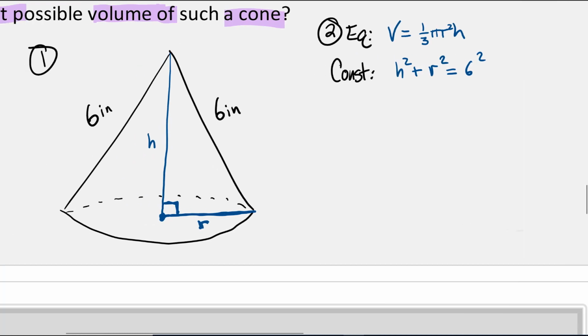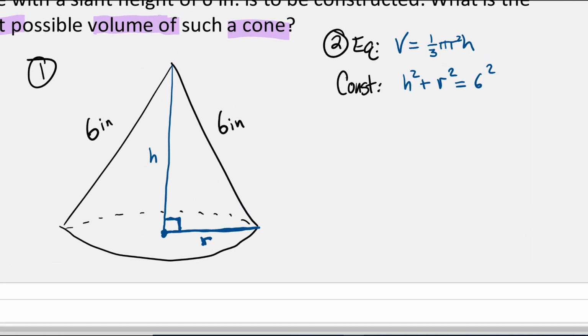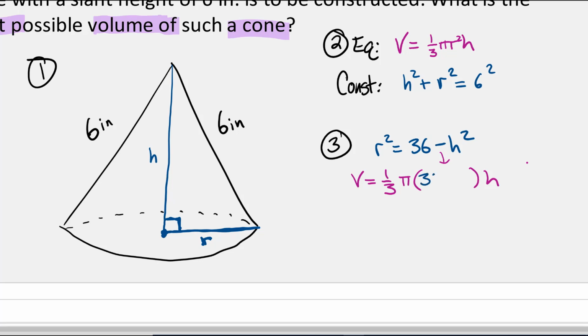All right. So let's do our third step. R squared is equal to 36 minus h squared. All I did was take that 6 squared is 36 and subtract the h squared over. Cool. Now we want to plug this into our equation up here. Let me change the color so we can see it when we plug it in. So we say the volume is equal to 1/3 pi times, and then instead of writing r squared, I'm going to make a little parenthesis, times h. I wrote everything but r squared because r squared is going to go right in here. There we have it: 36 minus h squared.